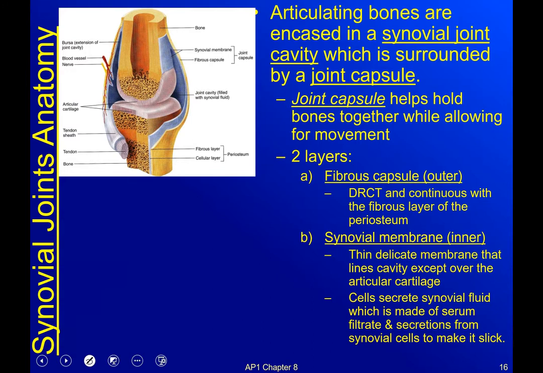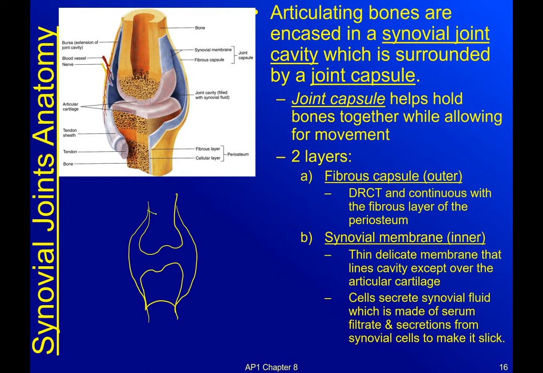So our bones, we've got an upper bone, let's say the bottom of the femur, top of the tibia. They're actually being encased in this capsule that covers them up and holds them in place. You can see that up here in this picture. This is what I've just drawn, except I've drawn it completely enclosing it. So the articulating bones are encased in a synovial joint cavity, which is surrounded by a joint capsule. The joint capsule helps to hold the bones together while allowing for movement.